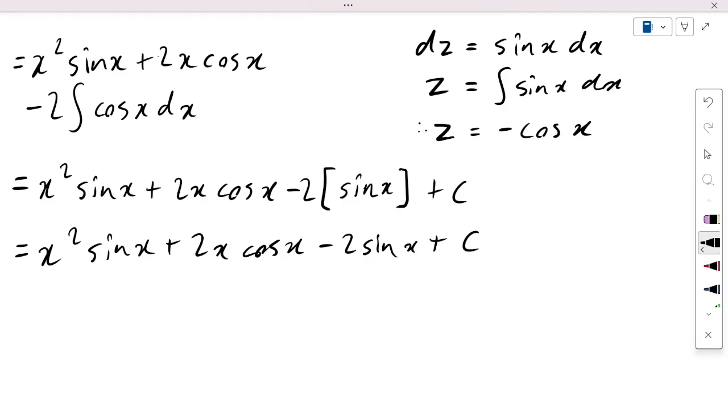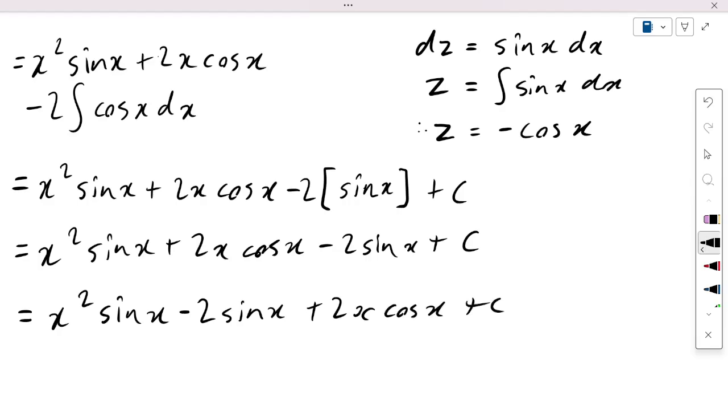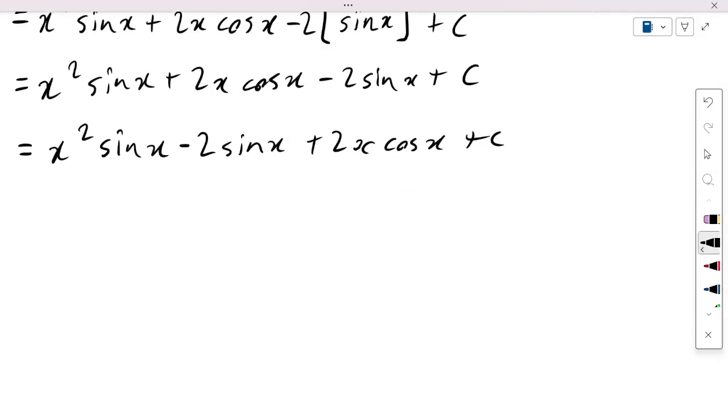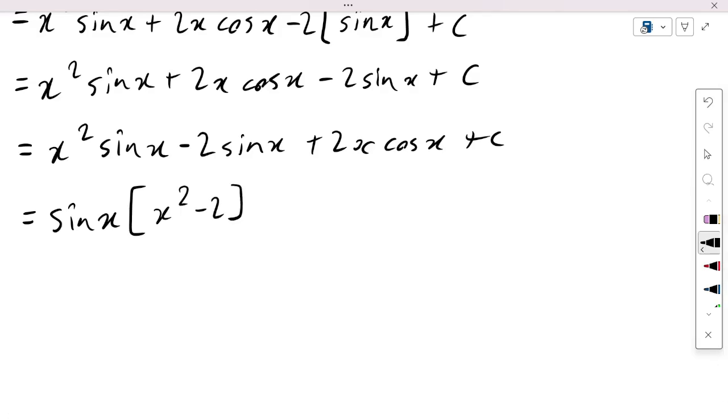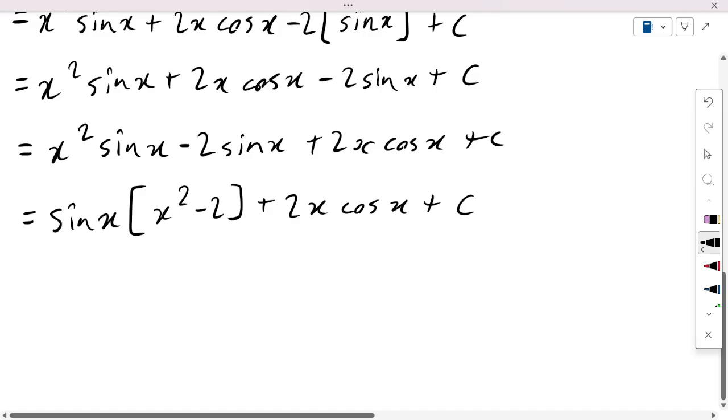And if you want to simplify or factorize even further, look at this. We have x squared multiplied by sine x minus 2 sine of x plus 2x cosine x plus c, and then note that sine x is a common factor of these two terms. So therefore we can take out sine x as a common factor, so it will be sine x into x squared minus 2 plus 2x cosine x plus c. And there is our final answer for this integral.